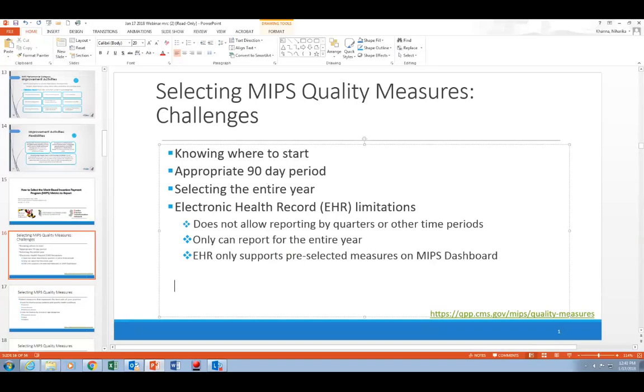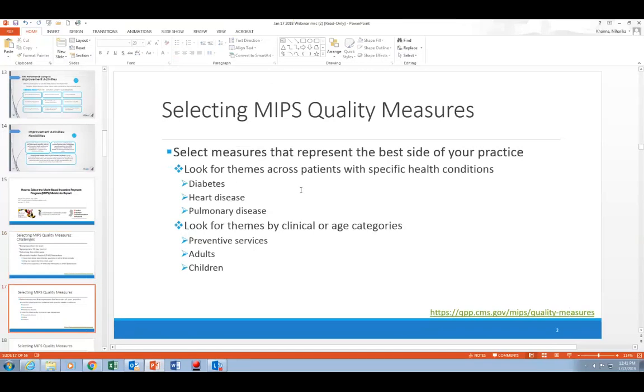So in selecting measures, you want to look for measures that represent the best side of your practice, the things that you're really good at. You want to look for things like diabetes, heart disease, pulmonary. You want to look for themes by age categories, such as preventive services in adults and children. These are just the ways that you're going to look at metrics, and then you're going to decide, looking at your own dashboard, which ones you did well in, and those are the ones that you want to report.